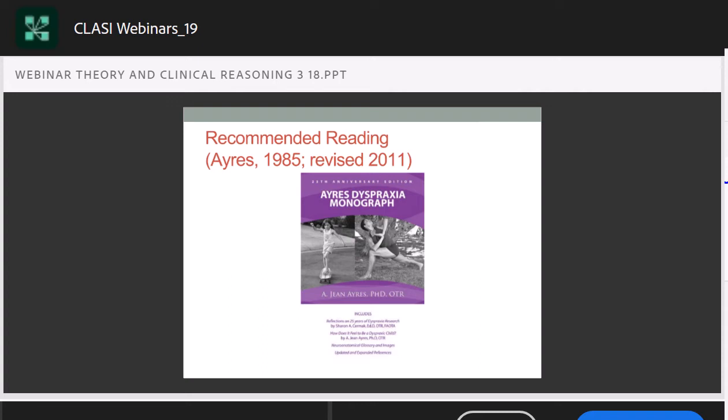And, you know, I'm circling back to the literature here because we also have another book that Dr. Ayres originally published as a monograph in 1985, and we since revised that and published it in 2011, and Sharon Cermak did a foreword with over 2,000 new references. And so if we suspect that someone has dyspraxia, we want to go back into the literature and read more and understand more about this really important construct of praxis.